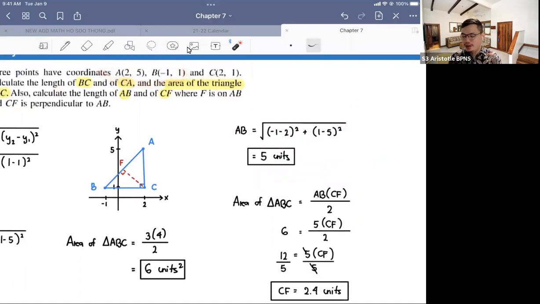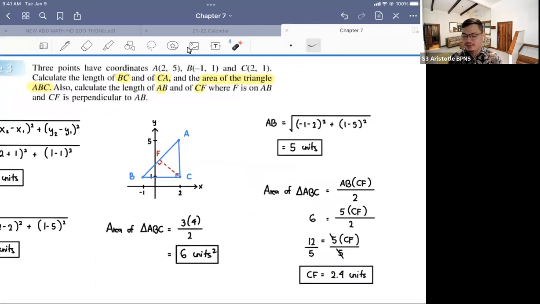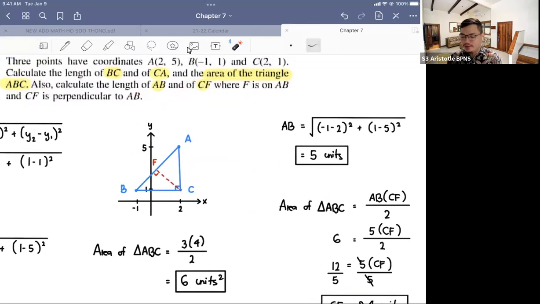So A is my x1, y1, and then B is my x2, y2, and then you'll get 5 units. And then for the length of CF, you cannot use the distance formula here, because there's no point F right away. Now, it says here that point F is on AB.